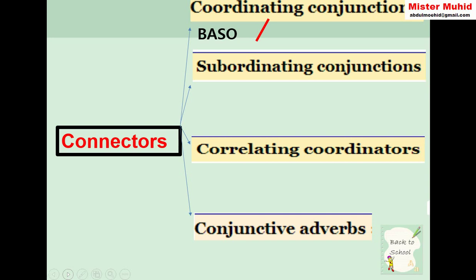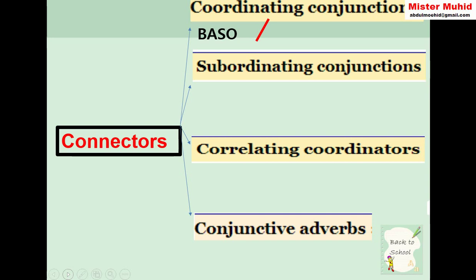Sometimes people confuse, is it a connector or is it a conjunction? Actually, if you connect a word to a word, it can be a conjunction. But if you connect a sentence to a sentence, it is a connector.